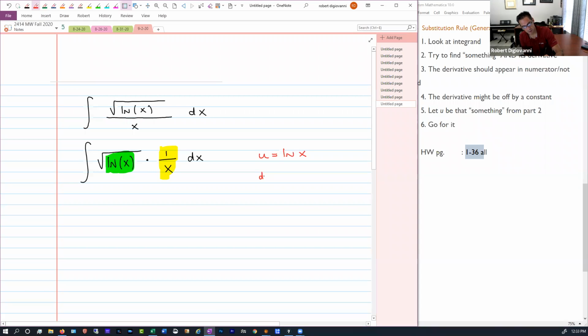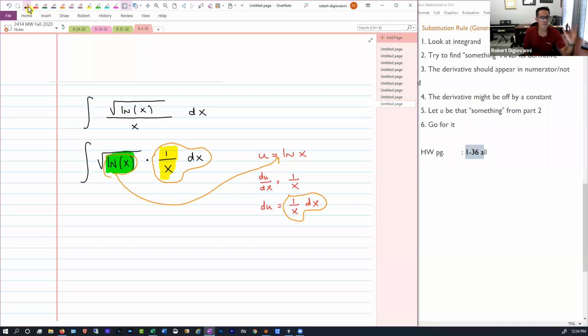You take the derivative with respect to x on both sides. You get 1 over x. You multiply both sides by dx. And now it's just a matching game, isn't it? You're just playing a game here. 1 over x dx is going to be replaced with du. The square root of natural log of x is going to be replaced with u, right? So what did you get here, Ross, at this point?